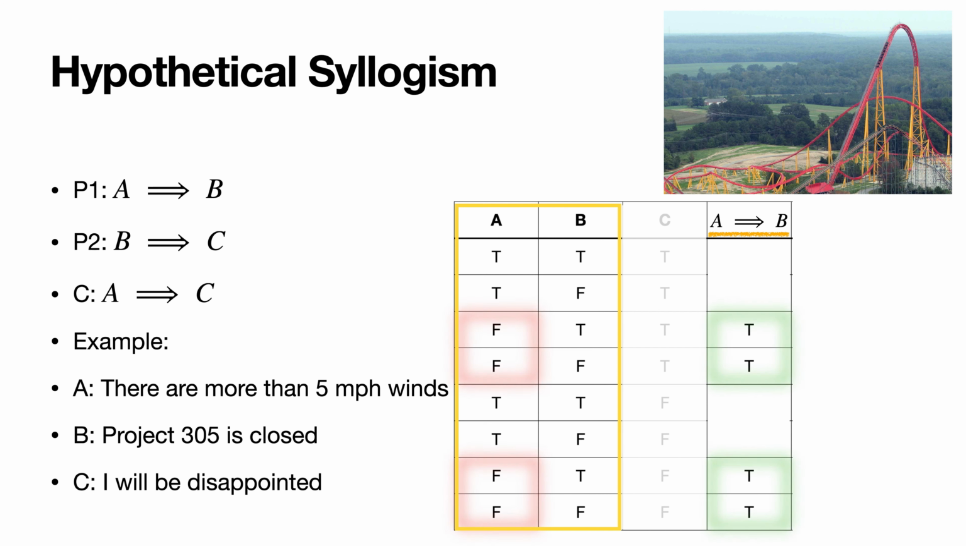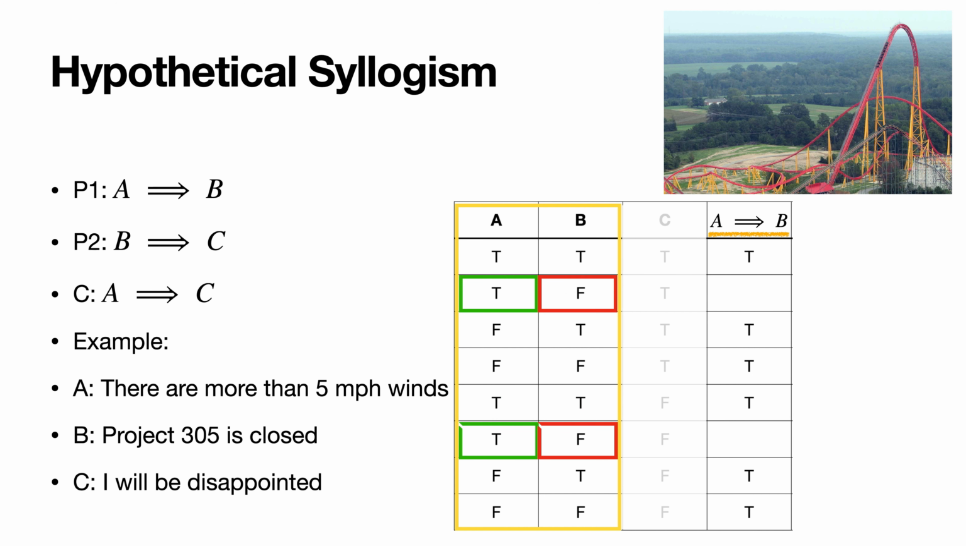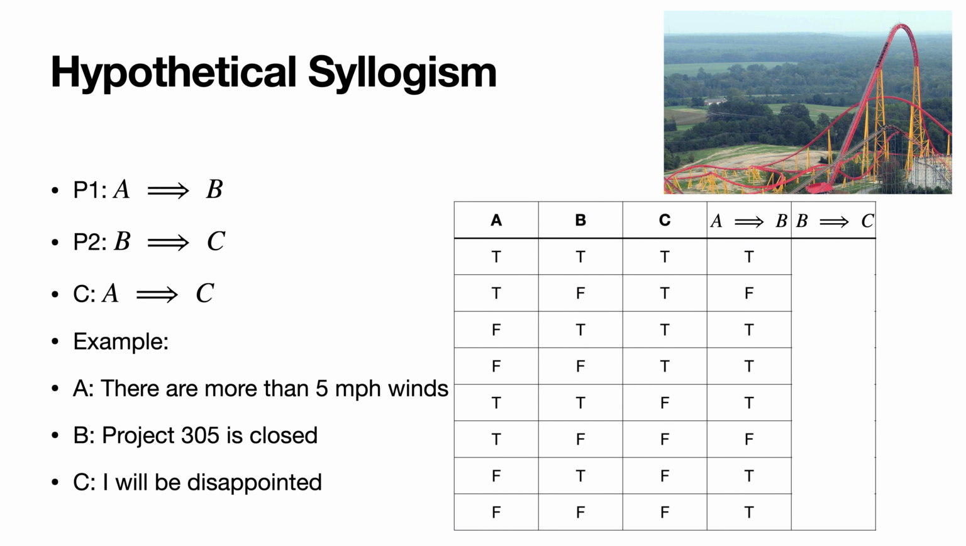7 and 8. When both A and B are true, when both the consequent and the antecedent are true, then A implies B is true, so we're going to fill in true there. And when the antecedent is true but the consequent is false, A implies B is false, so we can fill in false for that remaining section. Let's move on to B implies C.